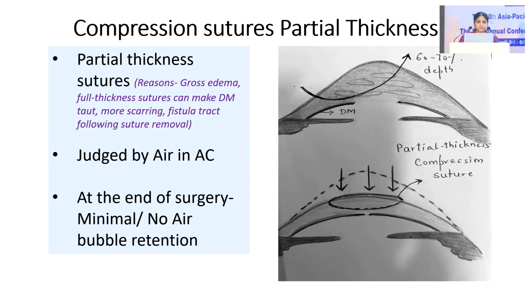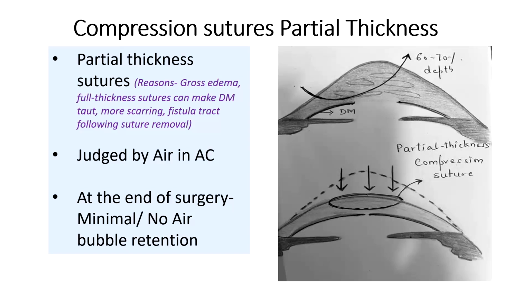So the principle for the compression sutures is to flatten the anterior lamella and bring it in close proximity to the Descemet's membrane and the endothelial complex layer. Partial thickness is preferred because if you apply full thickness, it is really difficult to pass the needle through and through, and full thickness sutures can cause a fistulous tract at the time of suture removal, which may cause a problem. It can lead to more scarring, and it can also lead to tautness of the DM.